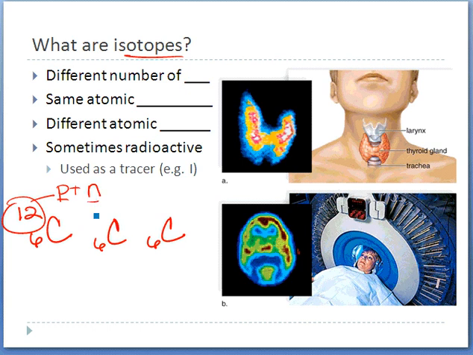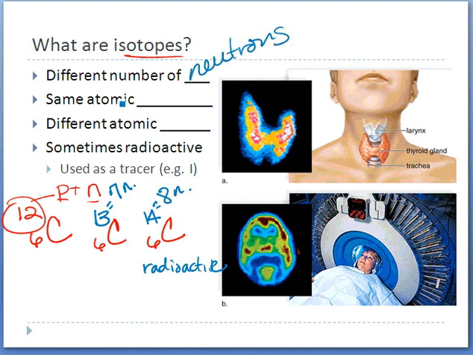neutrons they have. One isotope of carbon has an atomic mass of 13, which means that instead of having 6 neutrons, in this case it has 7 neutrons. Okay? And then there's another form of carbon that's actually radioactive. This isotope has an atomic mass of 14, which means it has 8 neutrons along with the 6 protons and 6 electrons. Okay? So isotopes have a different number of neutrons, and they have the same atomic number, meaning they have the same number of protons, they have the same number of electrons. Okay? And they have a different atomic mass.